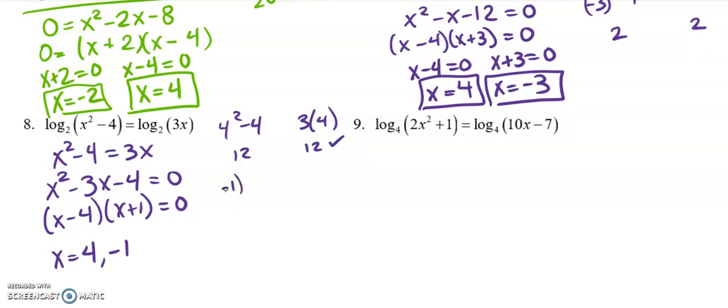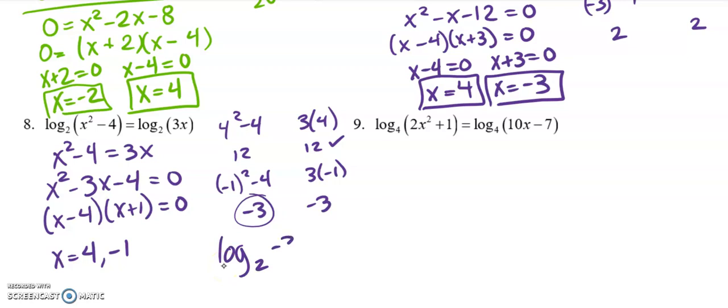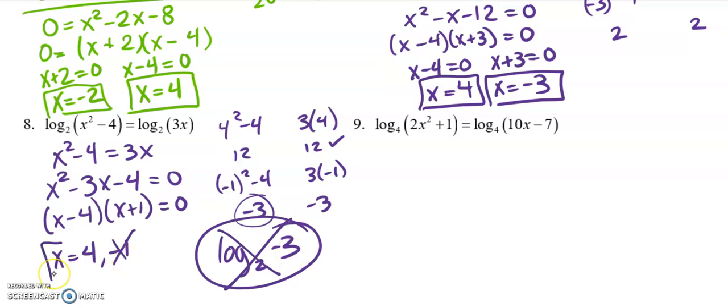Plug in the negative 1. Negative 1 squared minus 4. I get 1 minus 4 is negative 3. 3 times negative 1 is negative 3. Negative 3 equals negative 3. So I know I did the problem right, but I cannot take the log of a negative number. I cannot take the log, I don't care what your base is, in this case we had base 2. That is a big can't do it. So what does that mean? That means the negative 1 gets tossed out and just the 4 works.